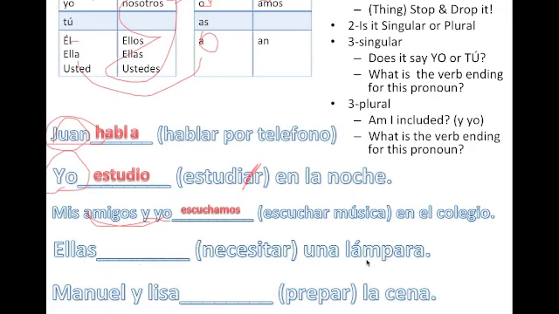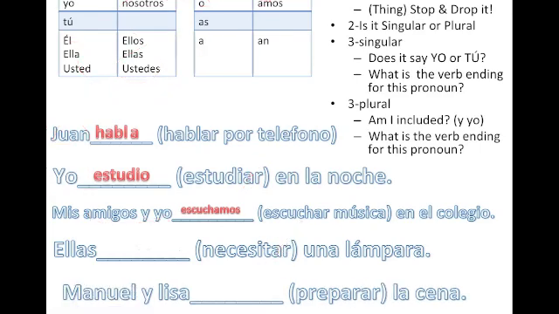Ellas necesitar una lámpara. Remember, necesitar means to need. We don't want to say they to need. We want to say they need. So what is my subject? Ellas. Look, ellas is already on the chart right here. So where is it on the other chart? In the same exact square, just on the other chart. On. So we are going to drop the AR and add on.